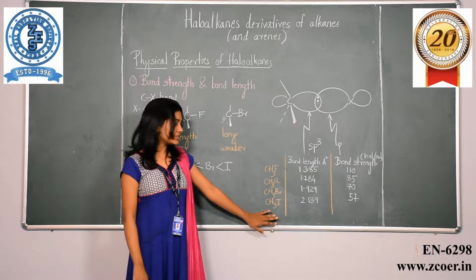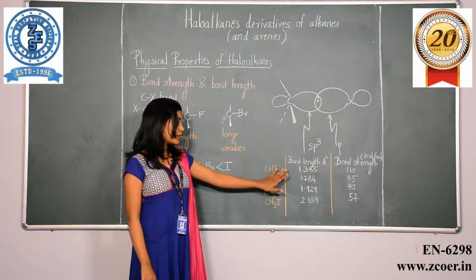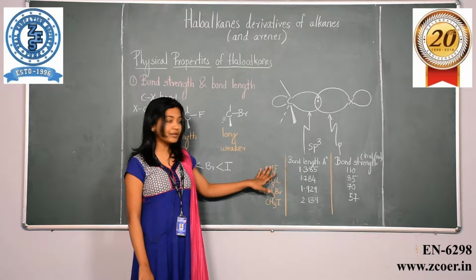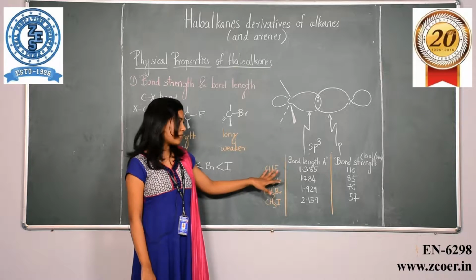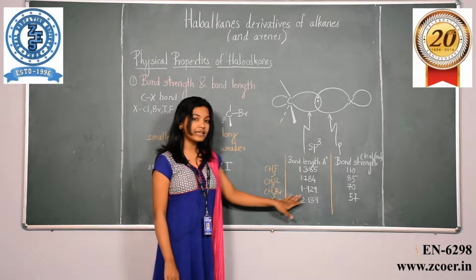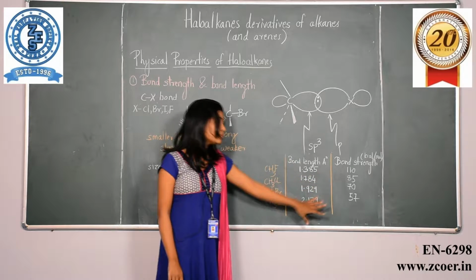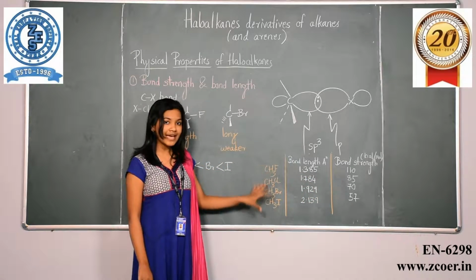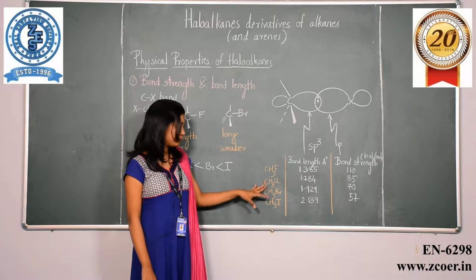If we take a clearer study, for example, we will consider methane and replace every hydrogen by a halogen. We have considered an example right here. This will give us a clear idea of how the strength and the length of the bond are affected by the size or the atomic radius of an atom.